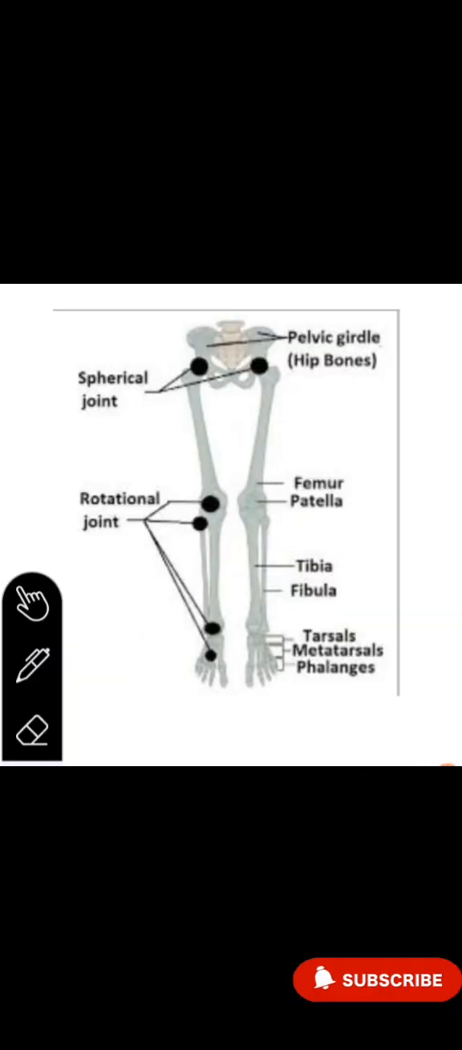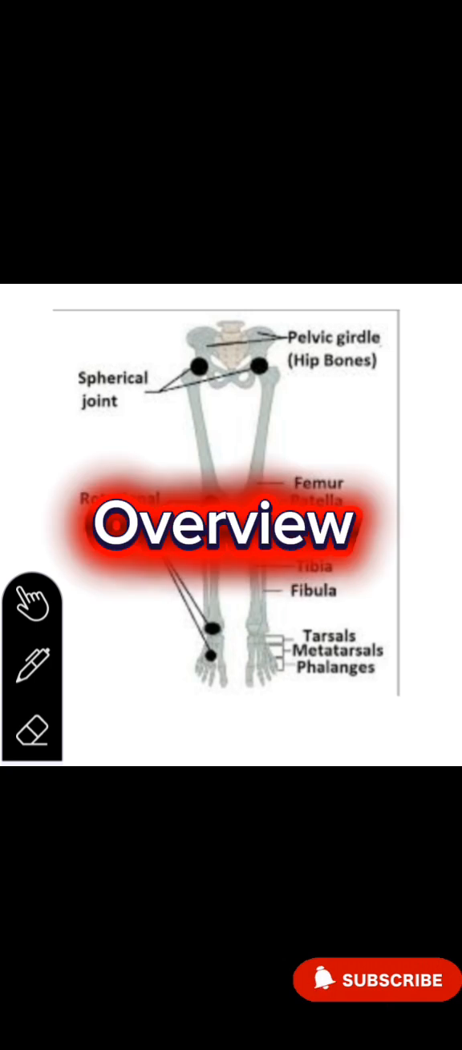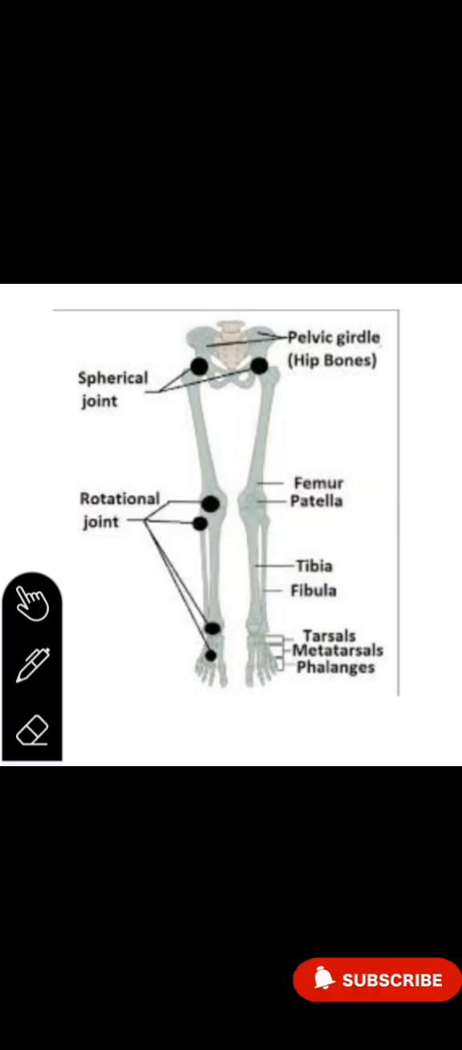Moving on. Now, the overview of the lower limb skeleton. It's important to know that the skeleton of the lower limb can be divided into two major functional components, the pelvic girdle and the free lower limbs. The pelvic girdle connects the lower limb to the axial skeleton, so this is the pelvic girdle here, and then from here downwards is the free lower limb.